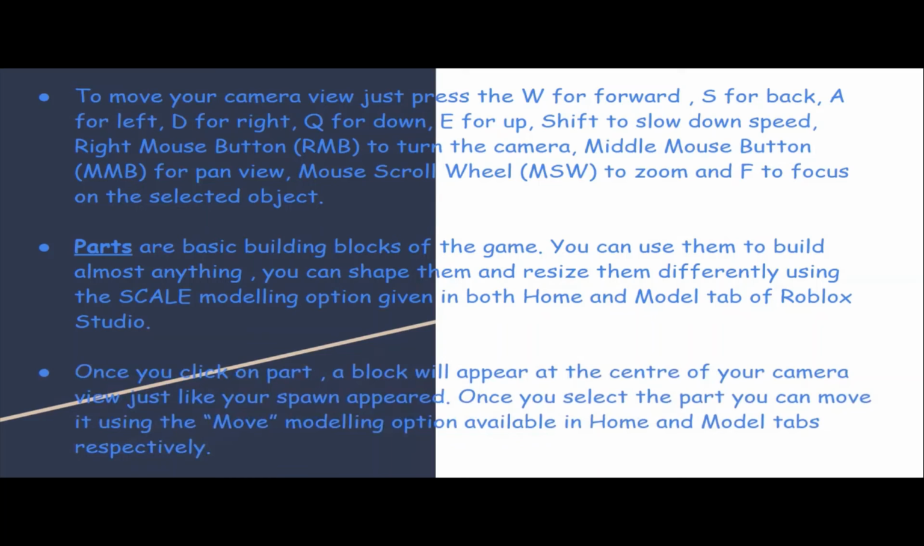Okay. So now, once you click on the part, a block will appear at the center of your camera view. Just like the spawn appeared, your part will also appear. Once you select the part, you can move it using the move modeling option available in the Home and Model tabs. The move option is to move your object without making it fall.